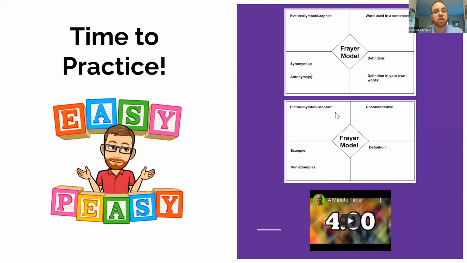And then synonyms and antonyms. Or you can use the picture, symbol, graphic, characteristics, a definition, again, your choice, a formal definition or an informal one provided by students, and then examples and non-examples.